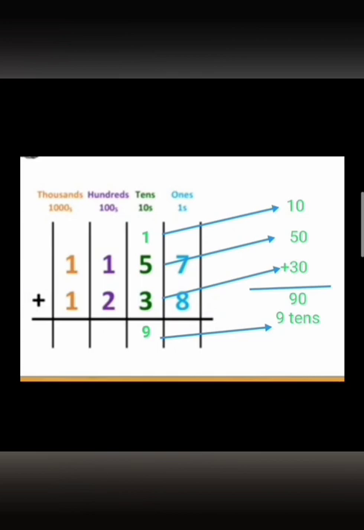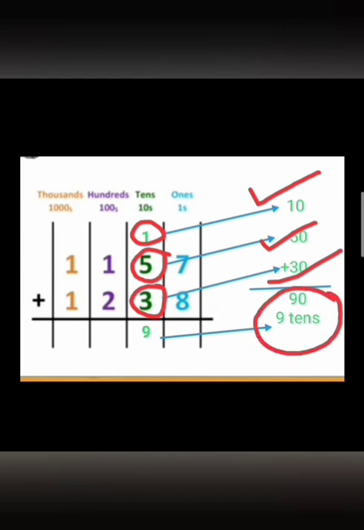One is written as 10 and called as tens. 1 tens is 10. 5 tens is 50. 3 tens is 30. So now on adding 10, 50 and 30, we get a 90 here. 90 is called as 9 tens.